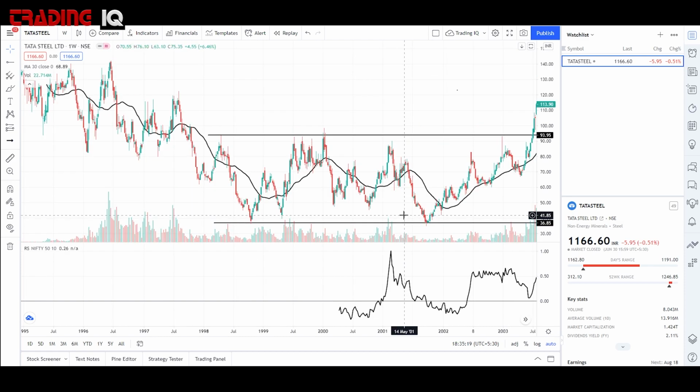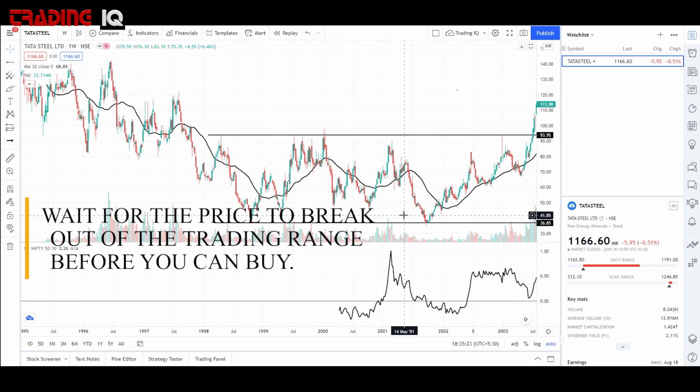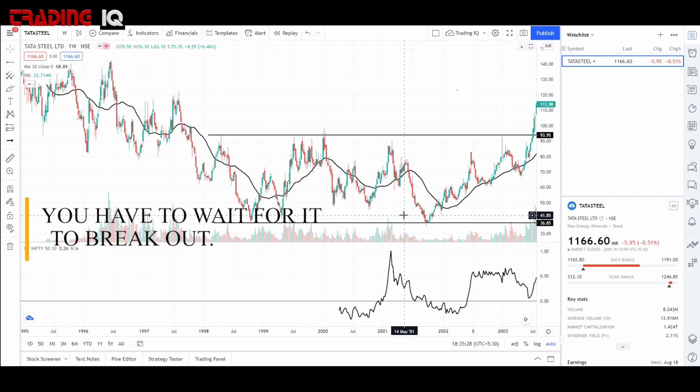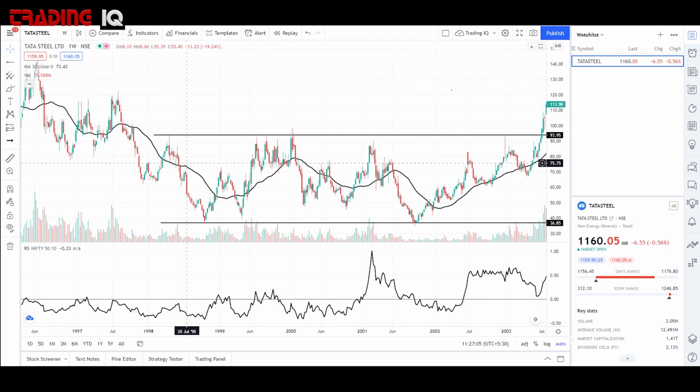Now, for another rule of thumb, when you see a trading range created, you have to wait for it to break out. Let's share some key points about support and resistance. If the price breaks above its long-term resistance, it becomes its support, and the breakout should come with heavy volume.